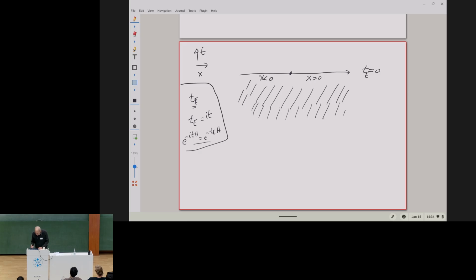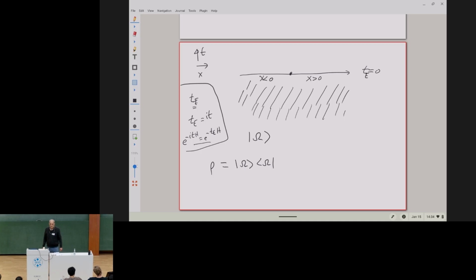So this gives us a construction of the vacuum state. We think of the vacuum state as coming from a path integral on the negative half of Euclidean space. Now we'd like to construct the vacuum state as a pure state, but we can construct the projection operator onto the vacuum, which we can also think of as the density matrix of the pure state of the vacuum.